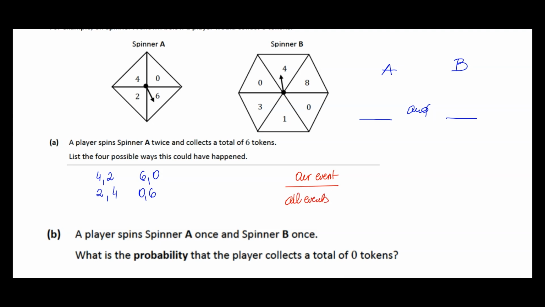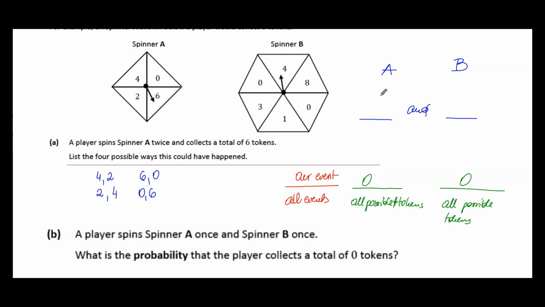So in the context of this question, if I'm looking at spinner A, what are all the events? So all possible tokens, or number of tokens, isn't it? Now I'm looking to get 0 at A, isn't it? Then at B, the same idea. At the bottom, I have all possible tokens. And then I'm looking at 0 on the top of the fraction.